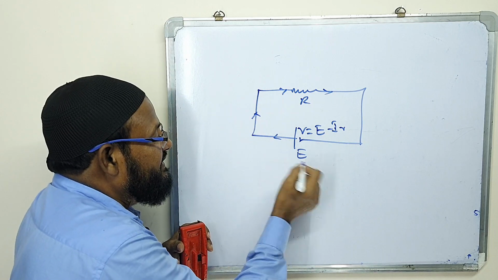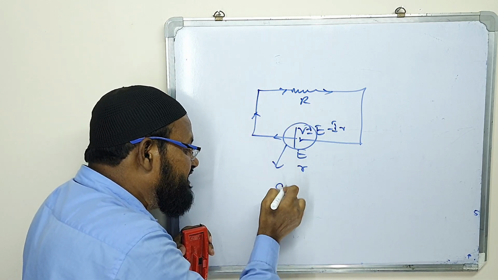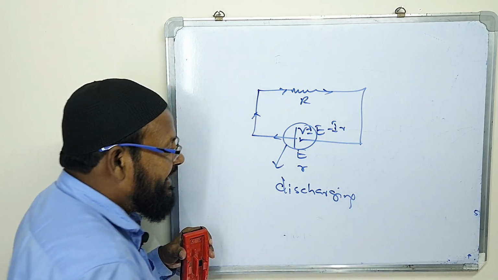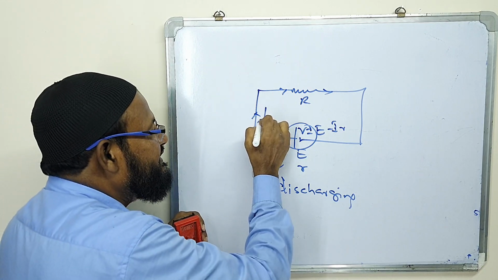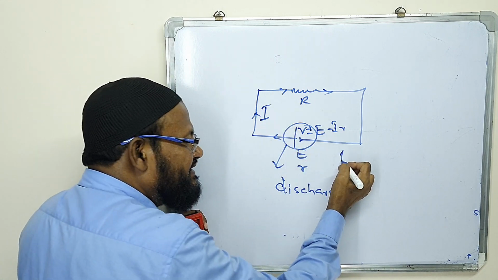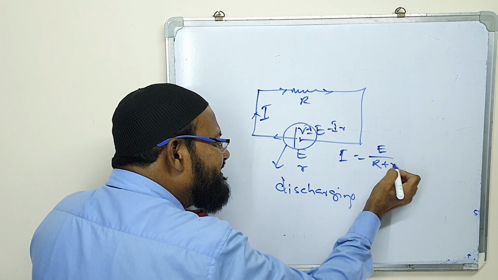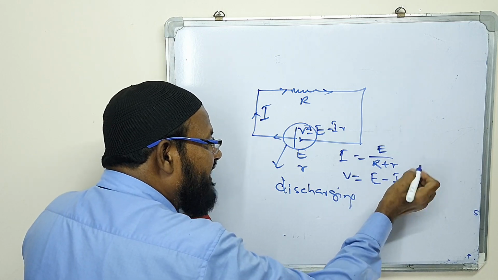In this figure, this battery is being discharged. Please see here. In this figure, this battery is being discharged. Discharging, we are getting charge. It is a simple formula, sir. I equal to E over R, and V equal to E minus IR.